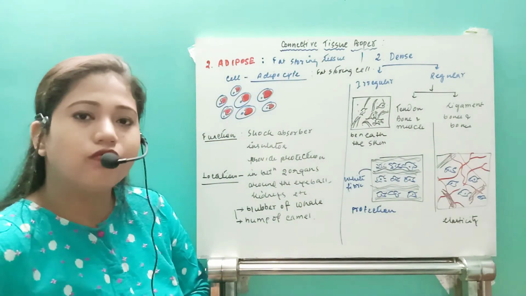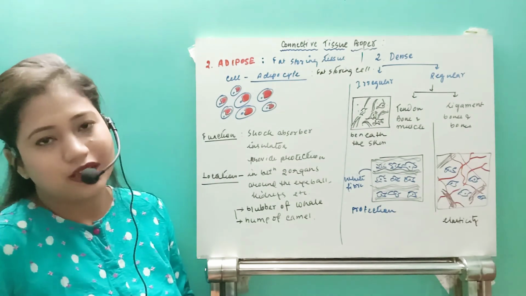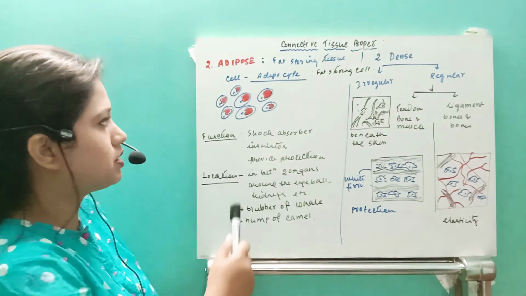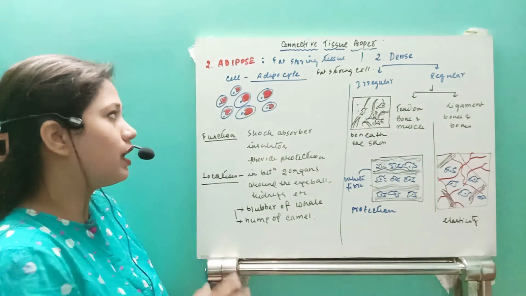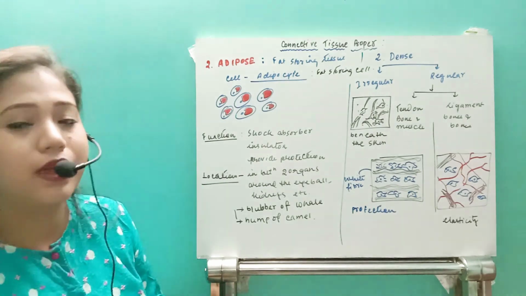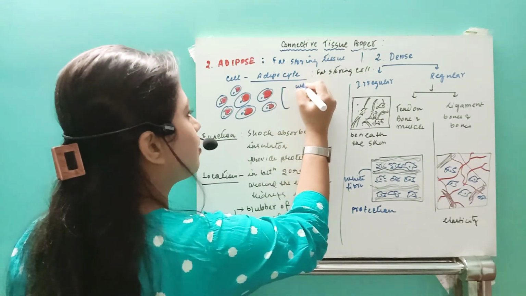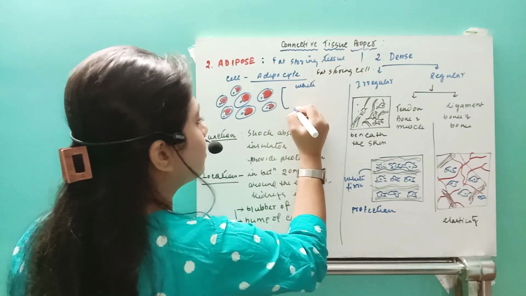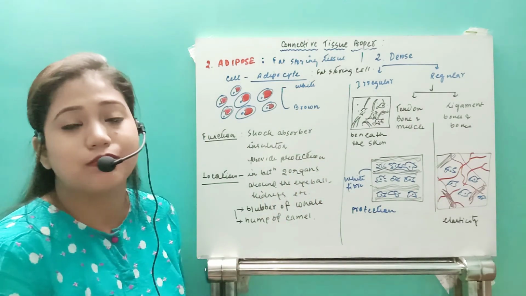In the next video, we will see the specialized connective tissue. But before that, let me tell you one important thing about the adipose type of connective tissue. I told you that this adipose connective tissue can be further divided into two types. One is known as the white adipose and another is known as the brown adipose. Now, what is white? What is brown?